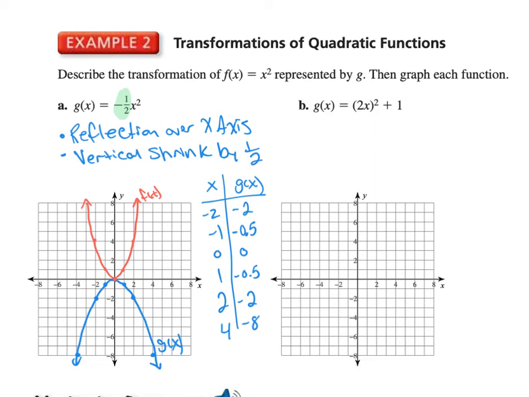So let's take a look at b. Let's choose a different color. All right, so the transformations of b. First of all, we notice that we have a number inside the function. Now, inside the function is typically a horizontal stretch or shrink, okay? Told you we're not going to do this. So we're going to simplify this first. Because you notice the rules of algebra, we can square both of these things, and that becomes 4x squared. Okay, so that's the function we're going to look at.